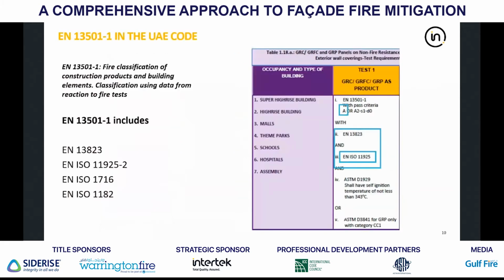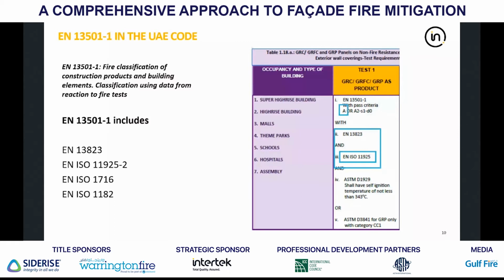So in the code, we find 13501-1. As we mentioned, this is a fire classification method. Within that, again, we're focusing on vertical. You'll find 4 different test methods. Depending on the classification, different tests will be required. So just wanted to mention, as per the code, this would be the general requirement that you will find here.